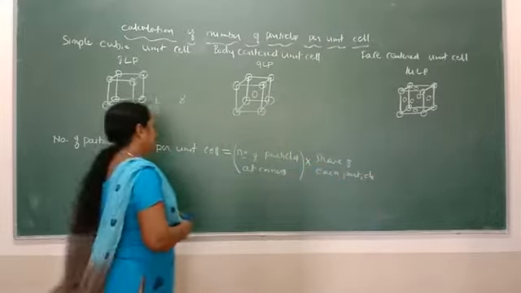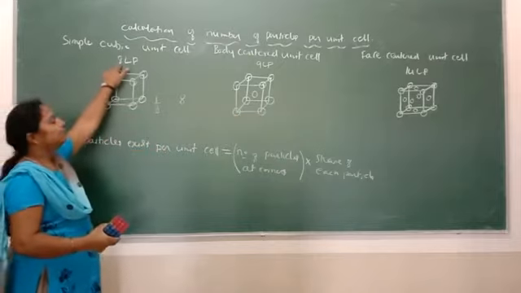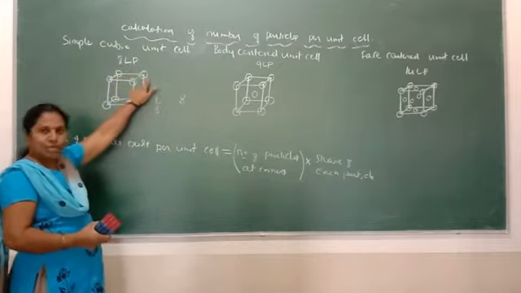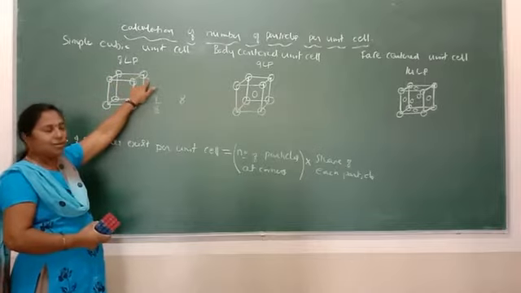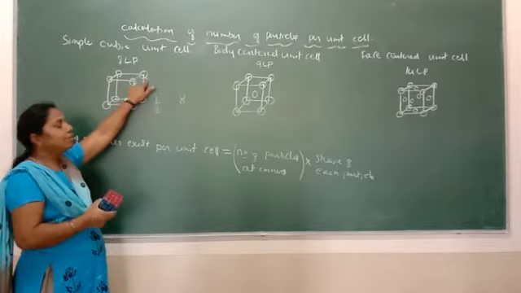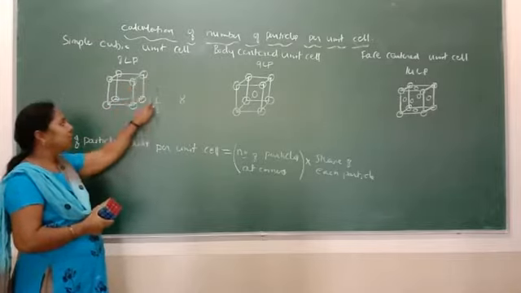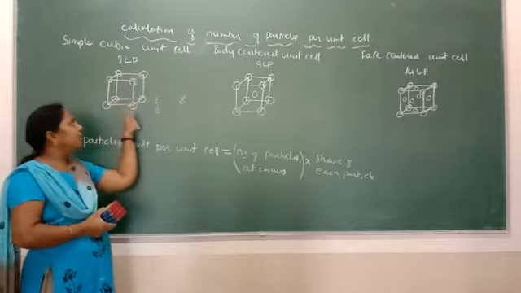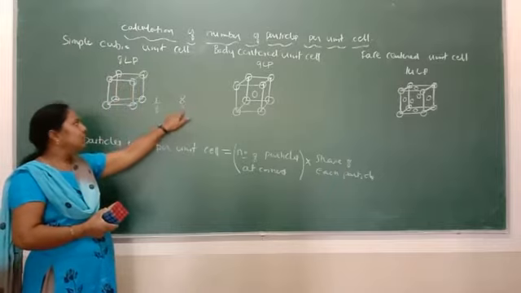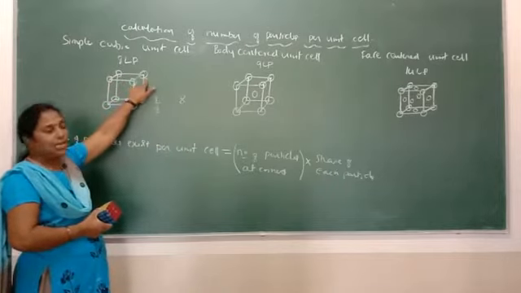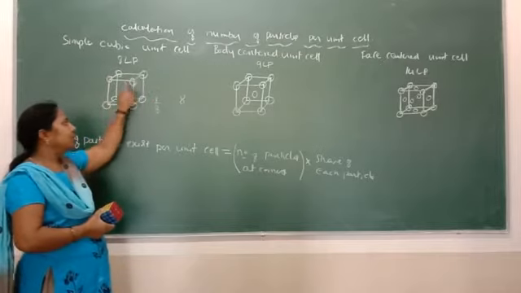Share of each particle. That means in case of simple cubic there is a presence of 8 lattice points. So we will consider one of the lattice points exists at the corner. This corner particle is directly linked with 8 more unit cells. So the share of that corner particle that exists per unit cell is found to be 1 by 8. And how many such corner particles are there totally? 8 corner particles.